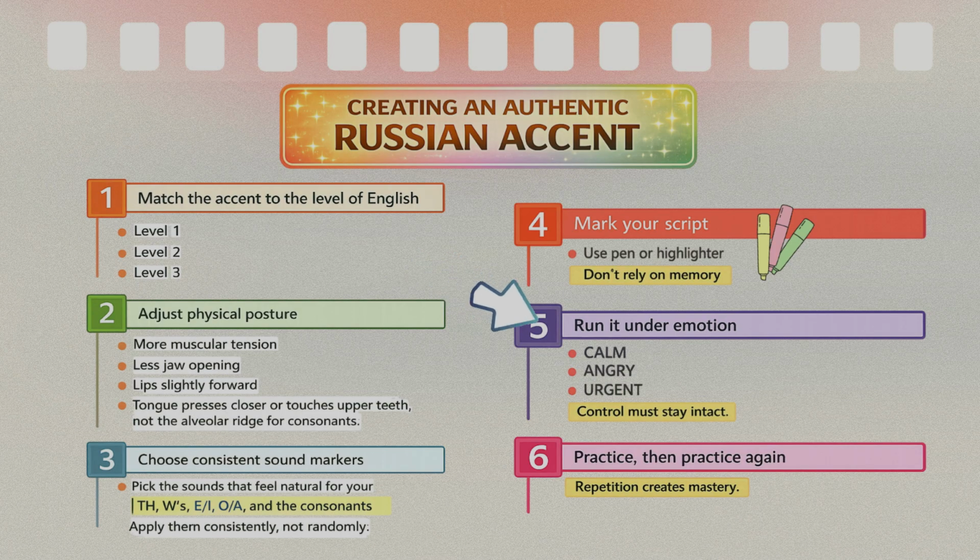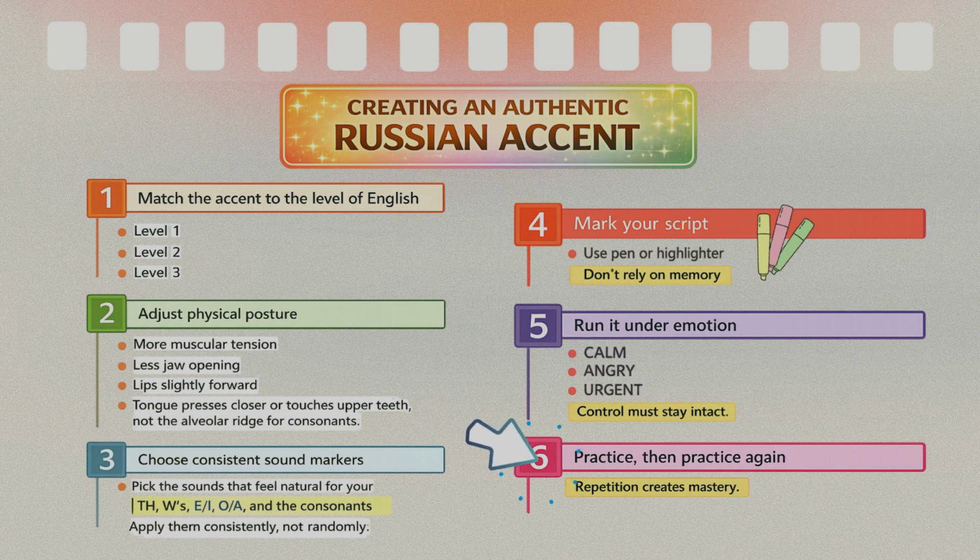Step 5 is very important. Run your accent through emotion. Practice it when you're calm, but also when you're angry, urgent, or under pressure. You see, emotion changes breathing, rhythm, and muscle tension. If the accent only works in neutral state, it won't survive the performance. The control needs to stay intact, even when the scene becomes emotional.